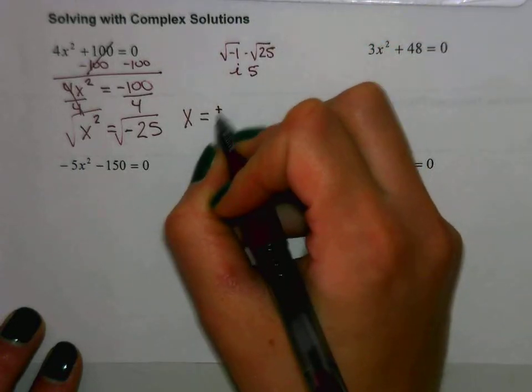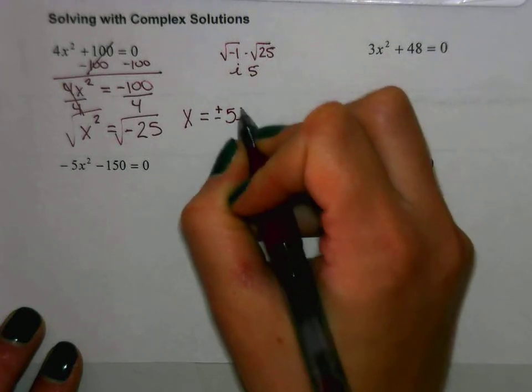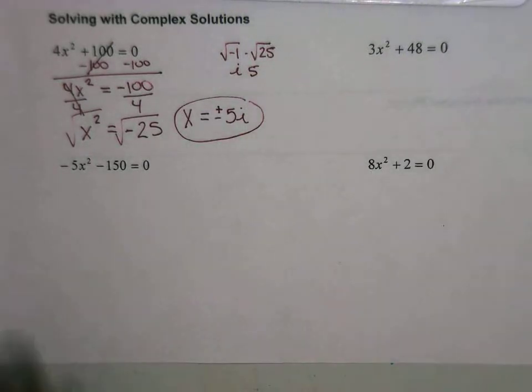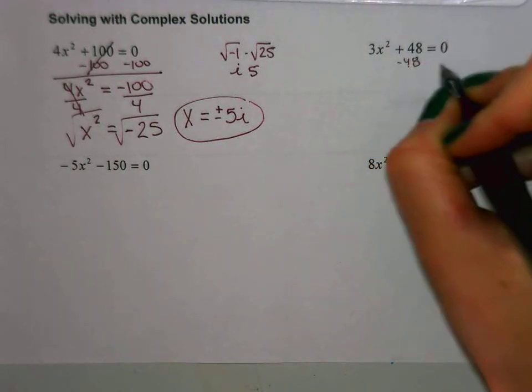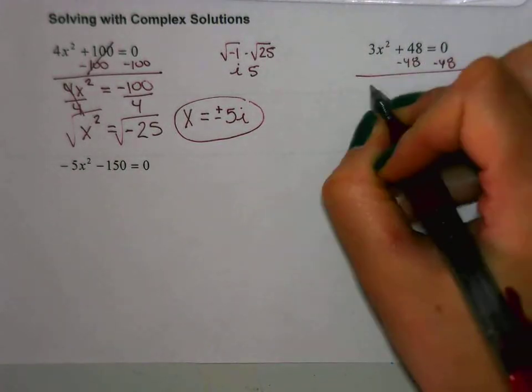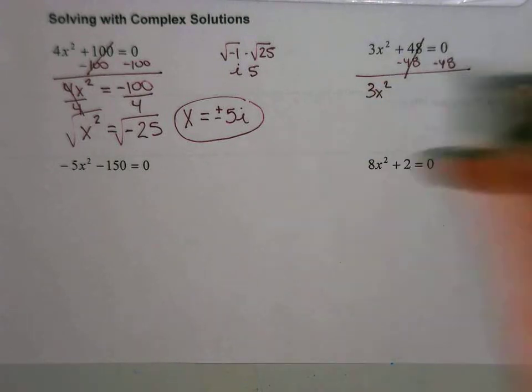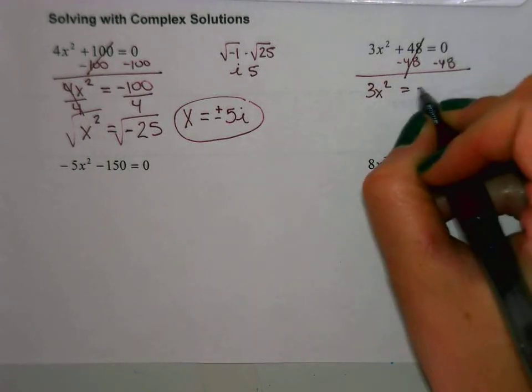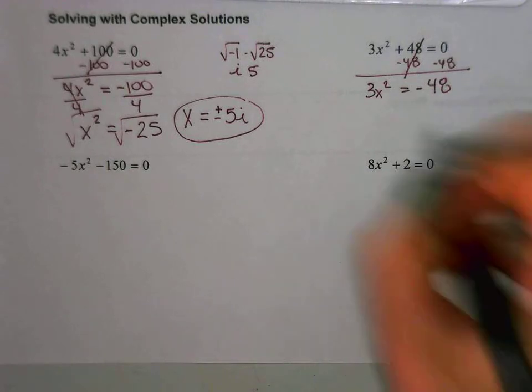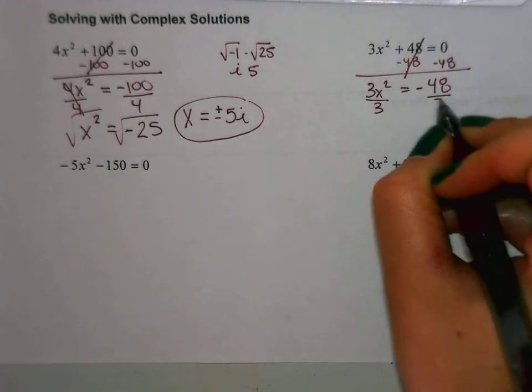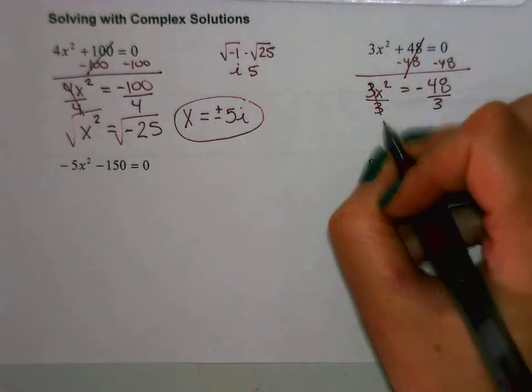So let's look at the second one. Subtract 48 from both sides. So 3x squared, 48 minus 48 is 0. 0 minus 48 is a negative 48. Divide both sides by 3. 3 divided by 3 is a 1, so x squared equals negative 48 divided by 3, which is a negative 16.